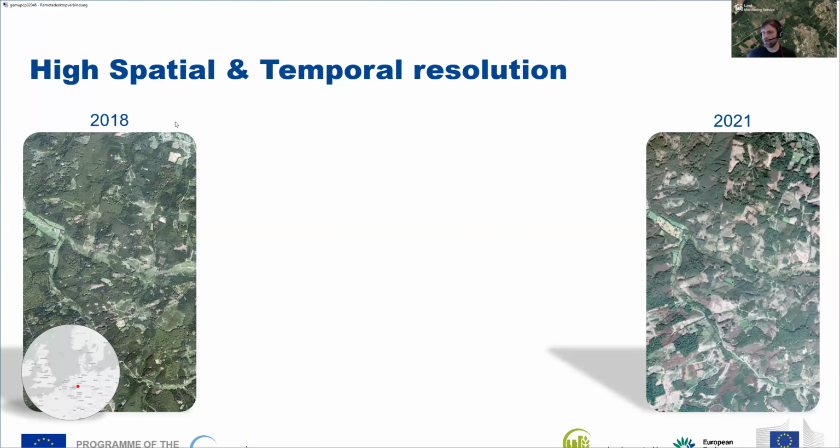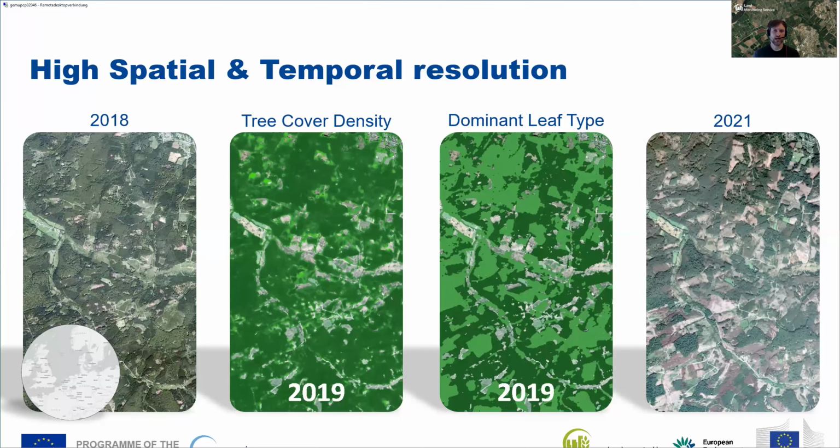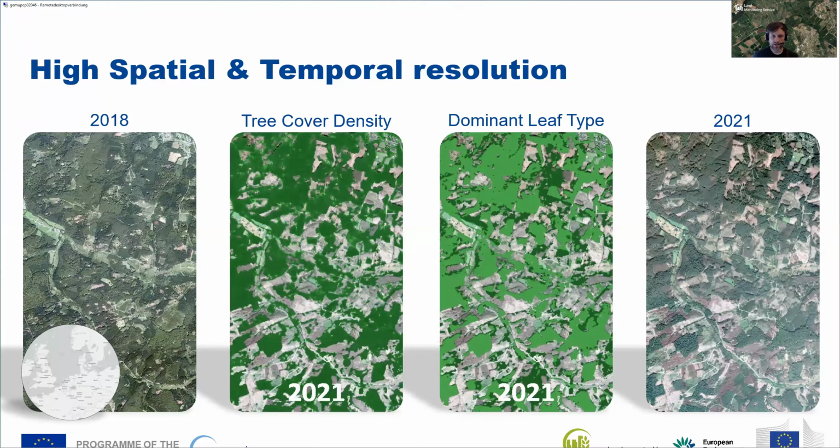And in the center, you can see now the timeline from the tree cover density product on the left side, and the dominant leaf type product on the right side, showing the tree cover for broadleaf trees in this brighter greenish tone, and the coniferous trees in these darker green tones. And here it's clearly visible that especially the coniferous tree cover decreased in these 3 years.